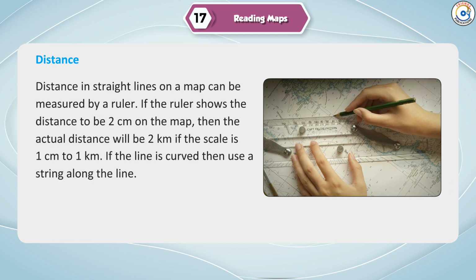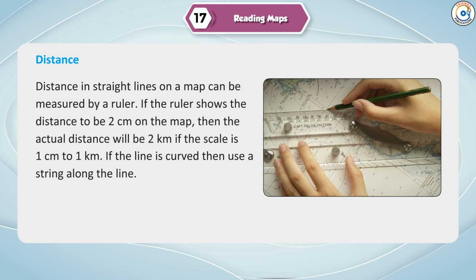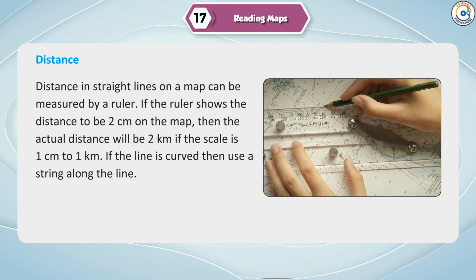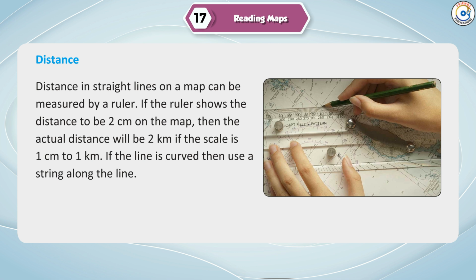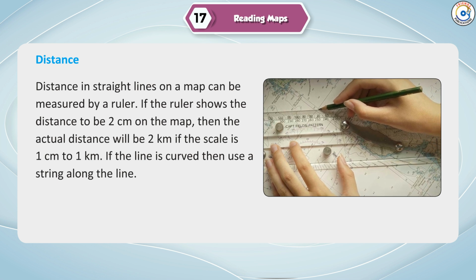Distance. Distance in straight lines on a map can be measured by a ruler. If the ruler shows the distance to be 2 cm on the map, then the actual distance will be 2 km if the scale is 1 cm to 1 km.